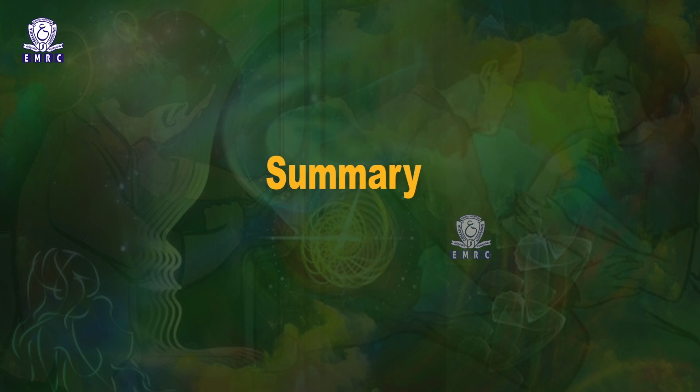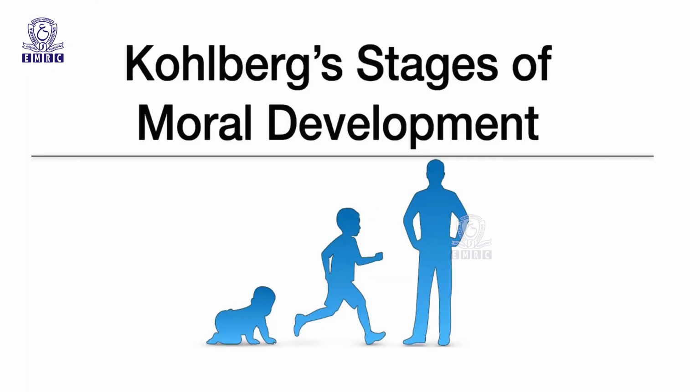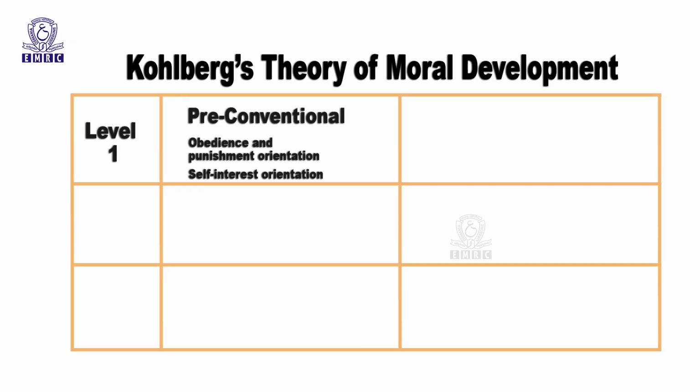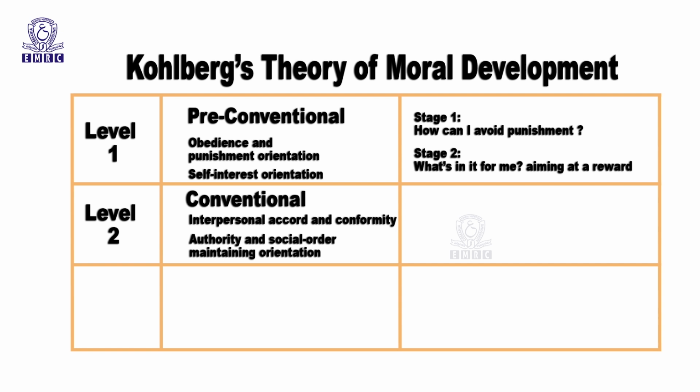Now coming to the summary of the module: how does one learn between right and wrong? To understand this aspect, we have looked at Kohlberg's theory of moral development. There are 3 levels, with each level having 2 stages in it. The first level is called pre-conventional, where obedience and punishment orientation is one, where the basic question asked was how can I avoid punishment, and the other is self-interest orientation, what's in it for me, aiming at reward. And the second level is the conventional level, with interpersonal accord and conformity.